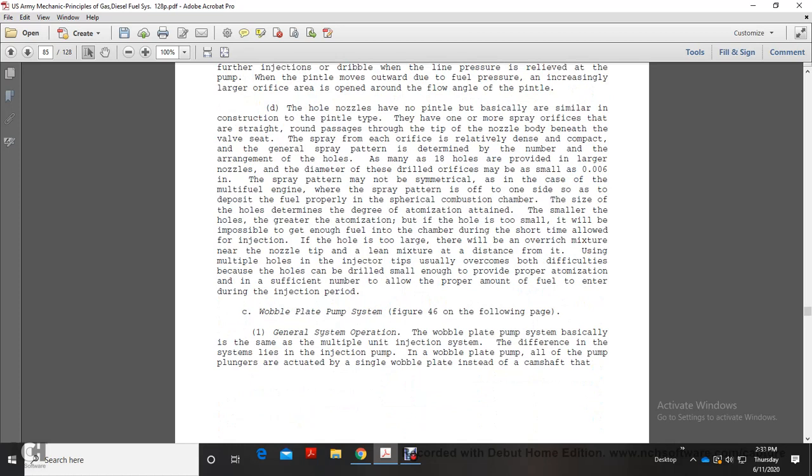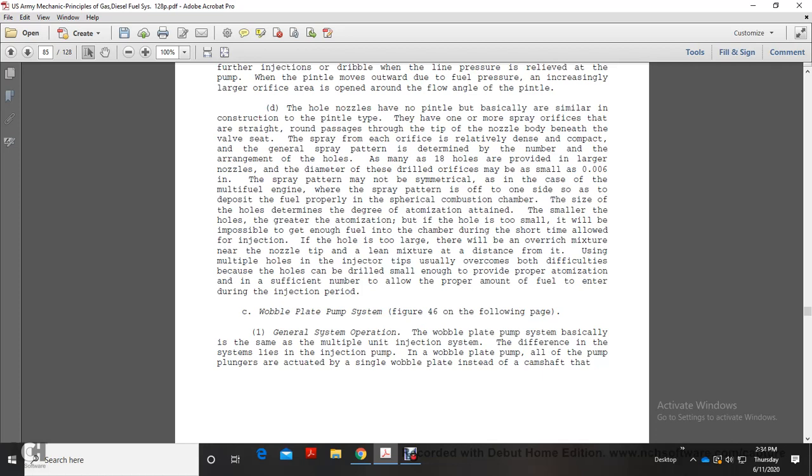Hole nozzles have no pintle, but are basically similar in construction to the pintle nozzle. They have one or more spray holes drilled through the tip of the nozzle beneath the valve seat, with the spray orifices arranged to produce a dense and compact spray pattern. Some nozzles have as many as 18 holes, provided in a larger nozzle. The diameter of these drilled orifices may be as small as 0.006 of an inch.